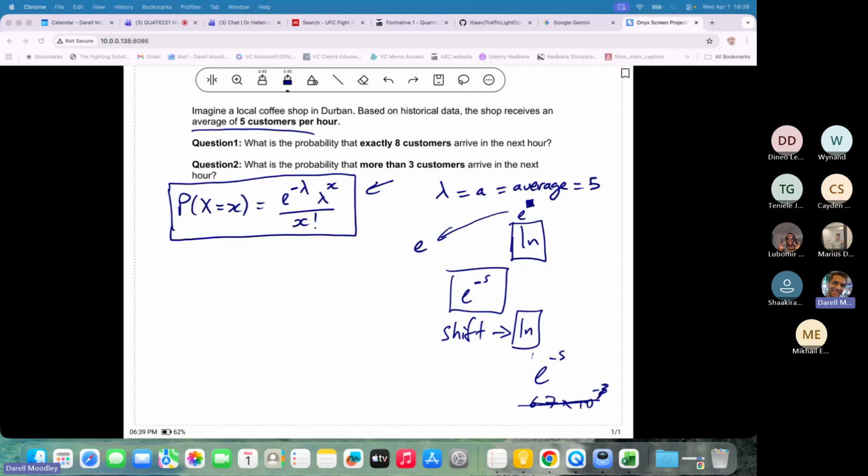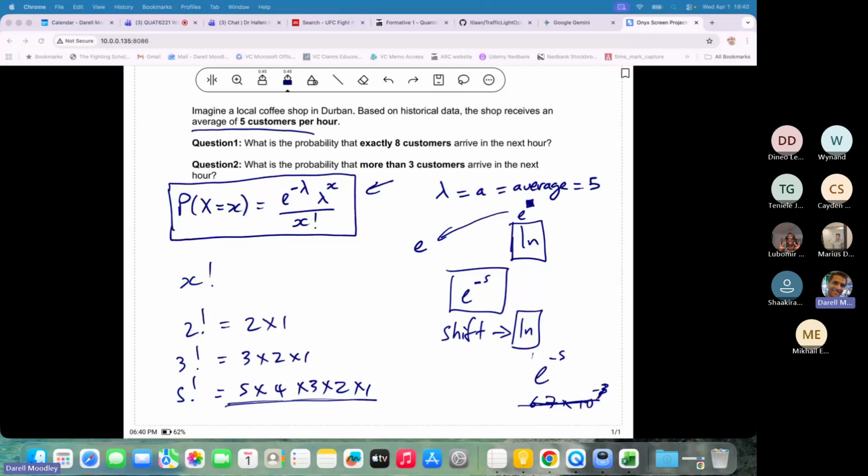Now the denominator, you'll see it says x factorial. X factorial is simply, let's say x was 2. If I wanted 2 factorial, that is simply 2 times 1. If I wanted 3 factorial, it's just 3 times 2 times 1. You get the idea. 5 factorial is 5 times 4 times 3 times 2 times 1. Now don't worry, you don't have to enter all of this. Your calculator does that for you.